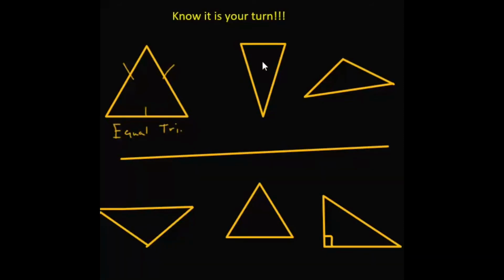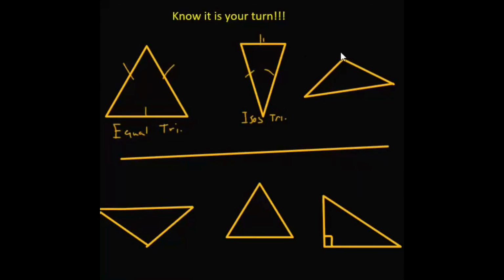Now let's look at the second triangle. The second triangle looks like it has one side that's not equal, so we're going to draw down those two lines. And these two sides look like they're equal. So this one, we should know, is an isosceles triangle. Okay, so this one is an isosceles triangle.